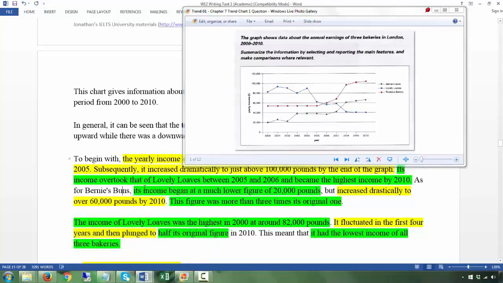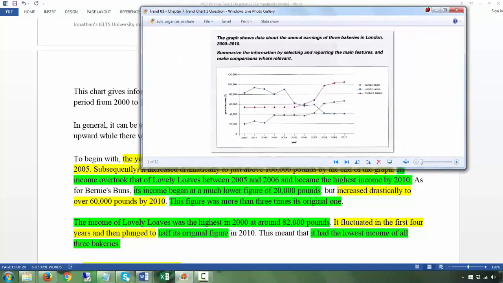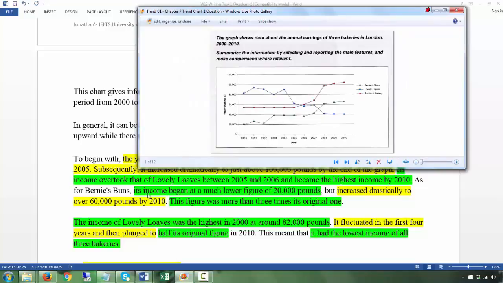Now, as for Bernie's Buns, when you start focusing on another subject, you can put 'as for' or 'regarding'. Then this is a comparison. Where's Bernie's Buns? Bernie's Buns is green here. Its income began at a much lower figure. What do you mean by much lower?